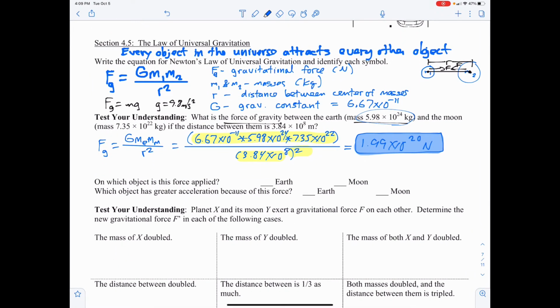On which object is this force applied? The Earth, the Moon? Well, actually, ladies and gentlemen, it's both. It's both, because Earth is applying a force on the Moon, and the Moon is applying an equal and opposite force back on Earth. Which object has the greater acceleration? Well, the Moon does, because the Moon has less mass. So this is Newton's second law. Net force equals ma. If the net force is the same between the Earth and the Moon, the one with the smaller mass is going to experience the greater acceleration.